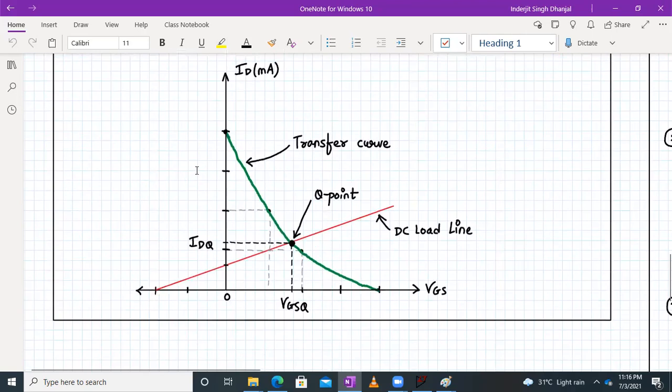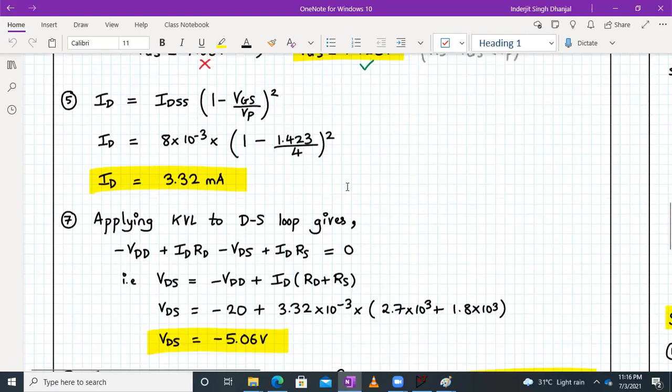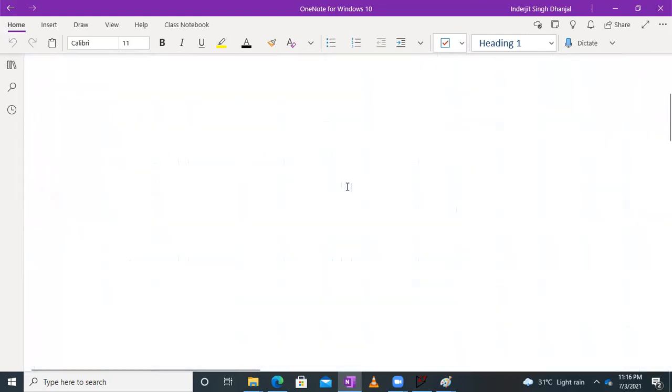It's exactly reverse of N channel JFET. So here is my DC load line, my transfer curve, and the intersection of the transfer curve and the DC load line will give us the Q point, IDQ and VGSQ. Okay. Now let's cross check these numbers in SPICE.